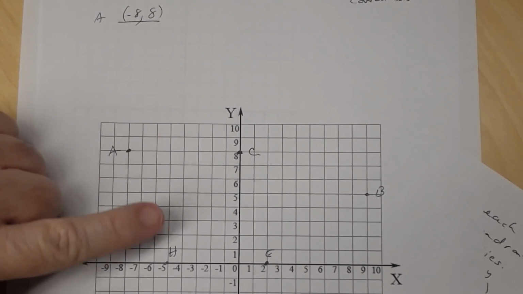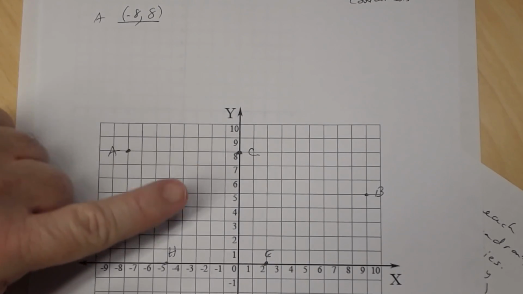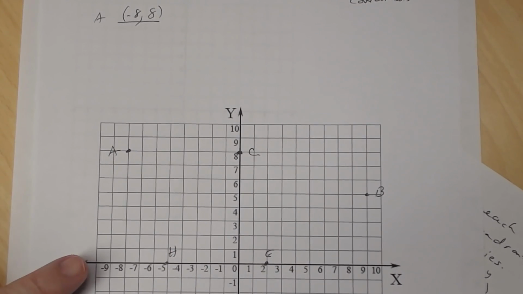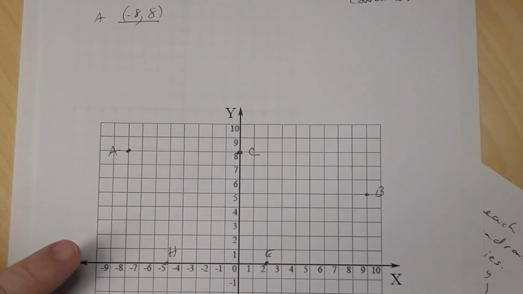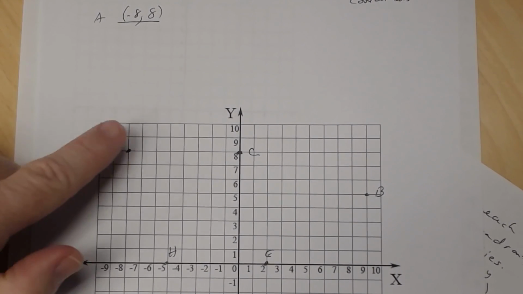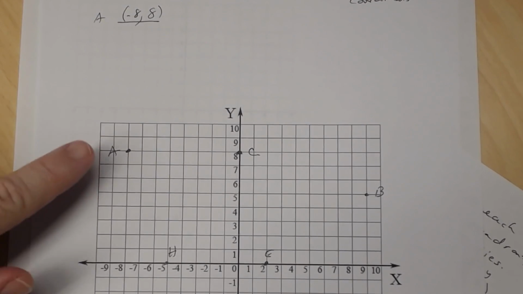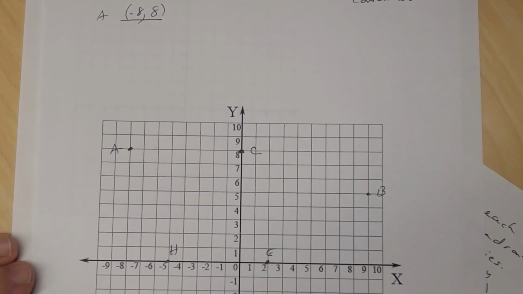You'll notice that all the x coordinates are negative here. Every point here has a negative x coordinate because when you start at the origin, you move to the left. And the y coordinates are positive because you're moving up. So all these y coordinates are positive, all these x coordinates are negative.